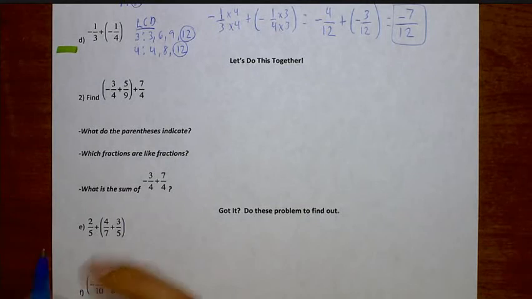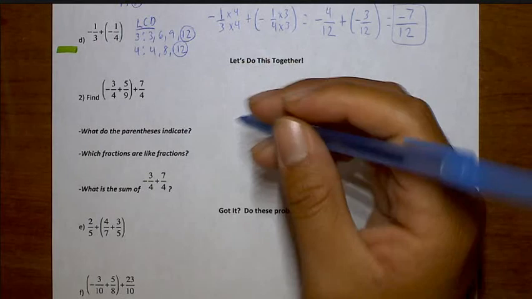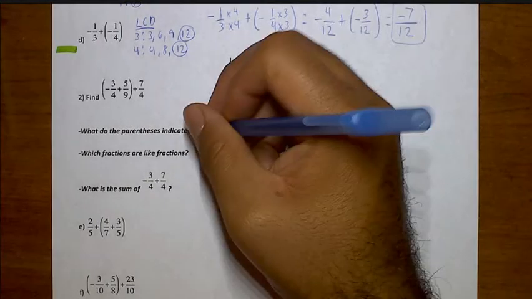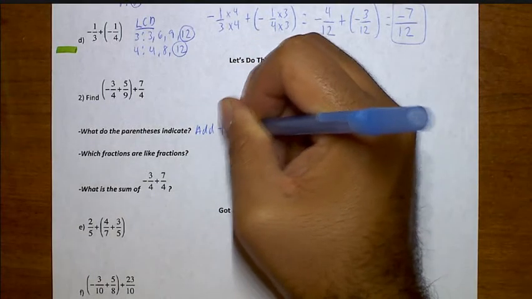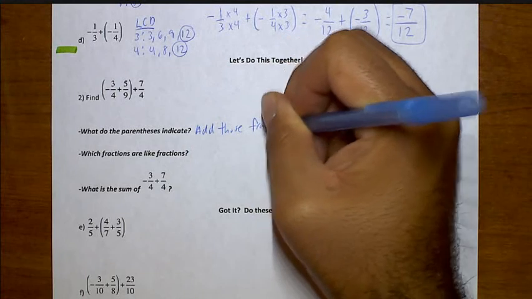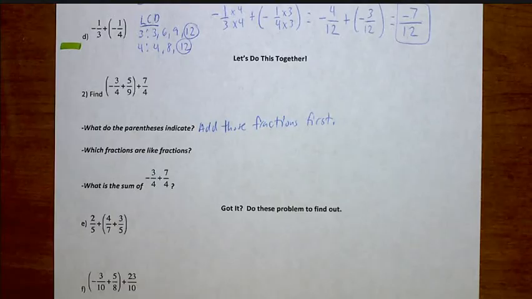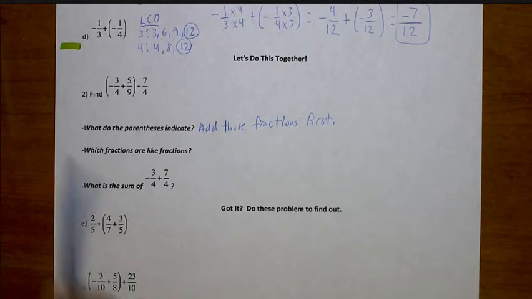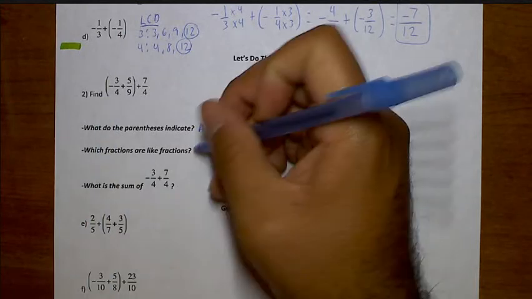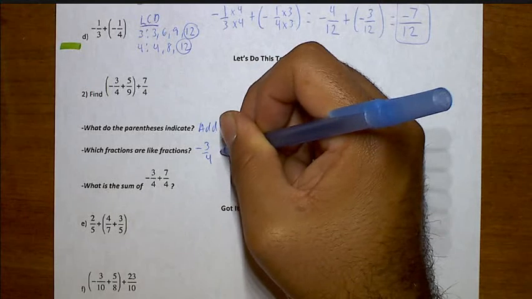Well, according to this, negative 3/4 and 7/4 are both like fractions. However, they're not next to each other. So here's what I want to do. I'm actually going to move some of these fractions around so that I can get negative 3/4 and 7/4 next to each other. And I'm also going to shift over the parentheses to make this problem easier for us to complete.